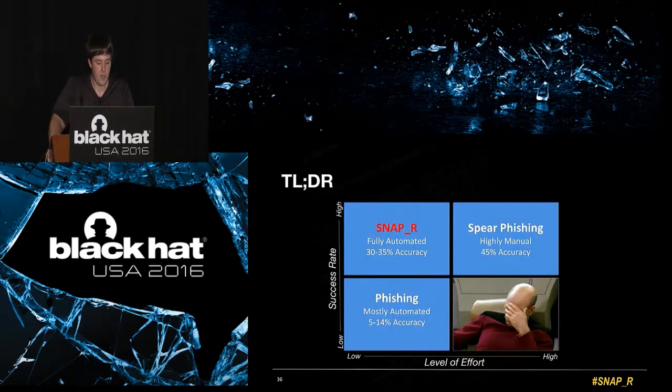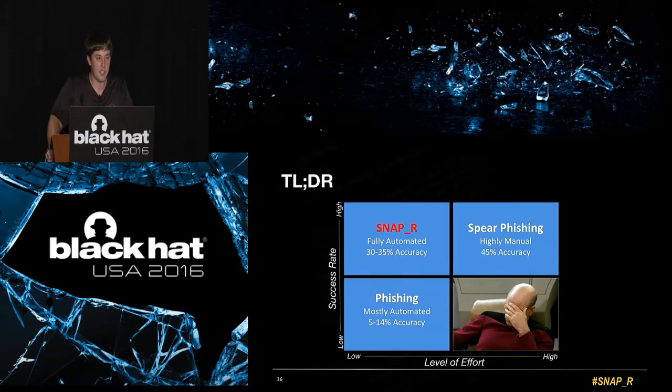So as sort of a summary, and with some actual stats, phishing, generally speaking, is already mostly automated, right? You can click a button just like our tool, and you get really, really low success rates. So you get between 5 and 14% accuracy is what we've seen the best phishing campaigns have.